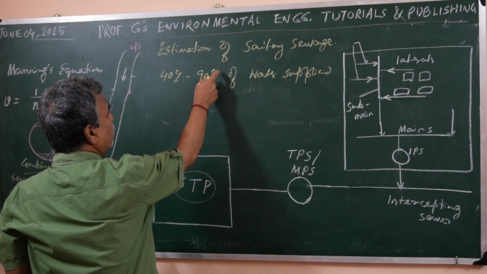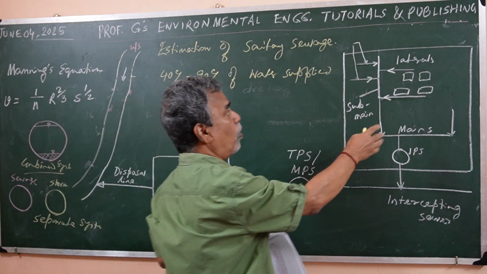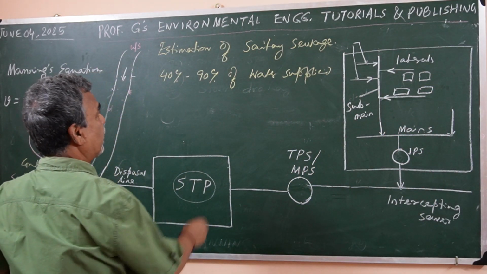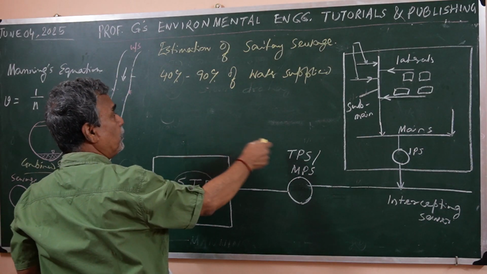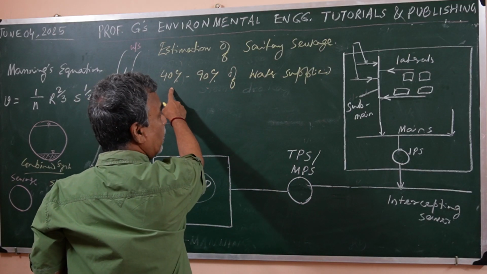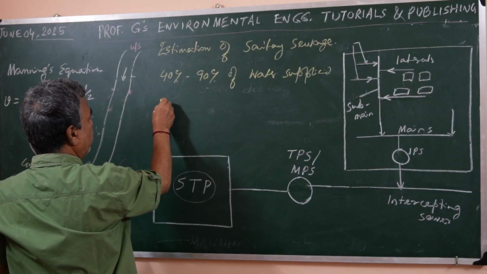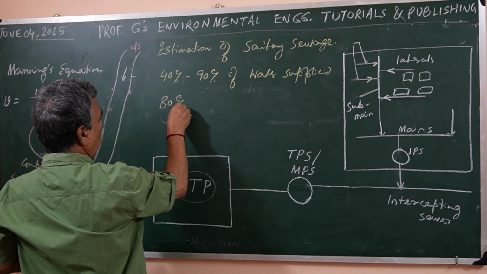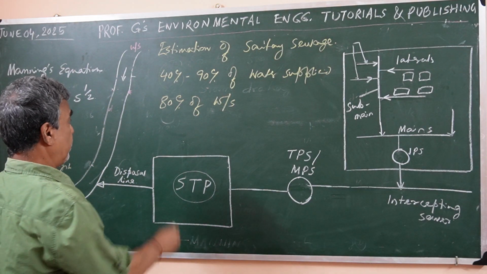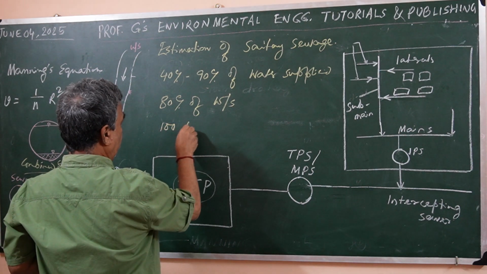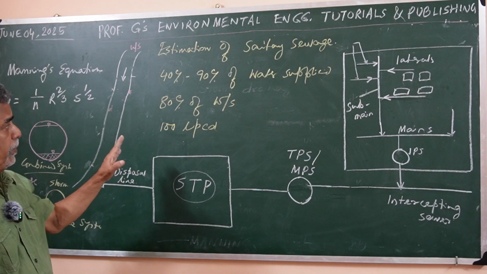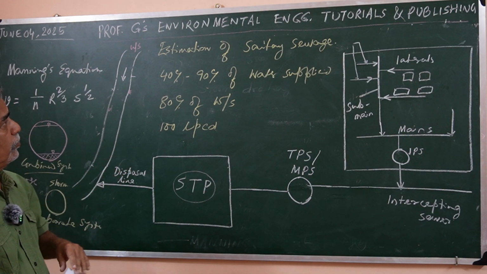If the sewerage system is very strong, in the sense that almost the entire area is laid with sewers, then it may go as high as 90%. But if the sewerage system is not laid that widely, then it may come down to 40% or so. Normally it is taken as 80% of water supply in normal design. But remember that the minimum should be 100 liters per capita per day. Clear? Minimum 100 liters per capita per day.